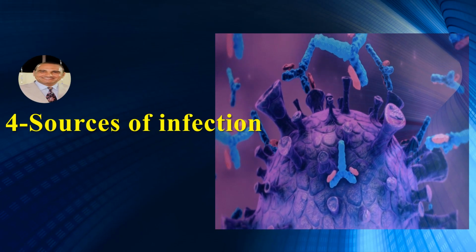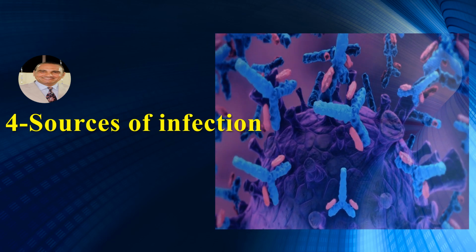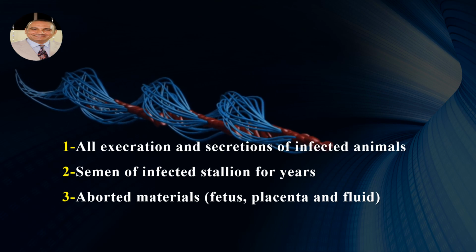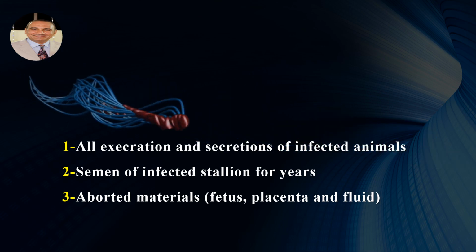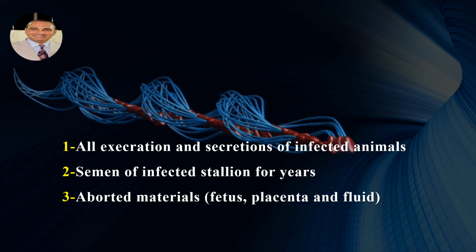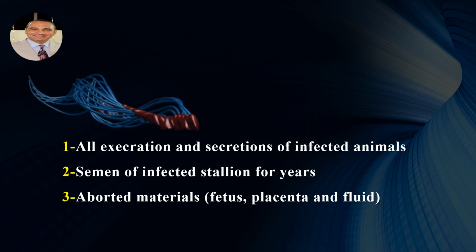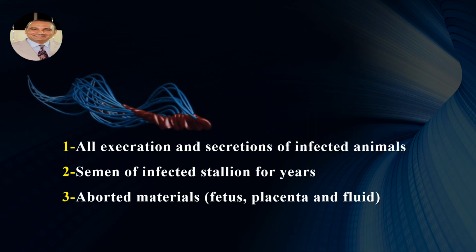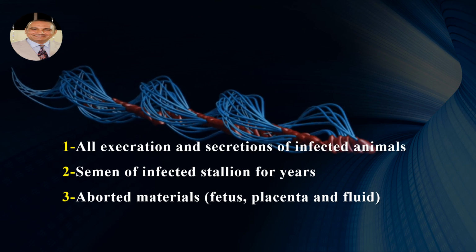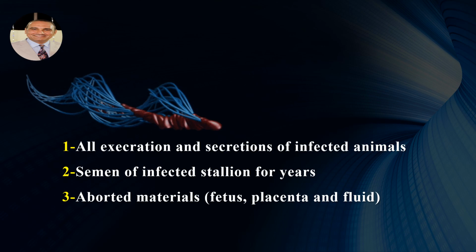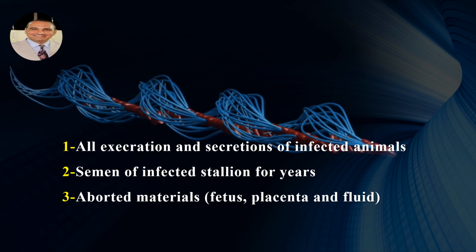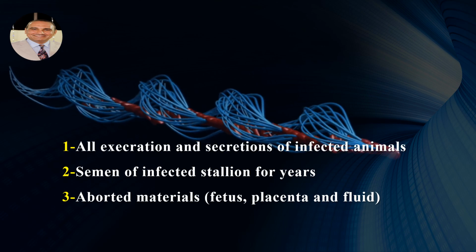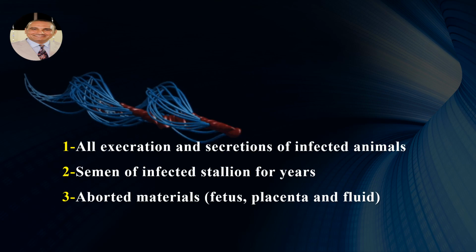Sources of infection. Sources of infection to equine viral arteritis disease will be all excretions and secretions of infected animals, semen of infected stallions for years, aborted materials such as fetus, placenta, and fluids during abortion or during birth. All of these act as sources of infection to non-exposed or new animal populations.